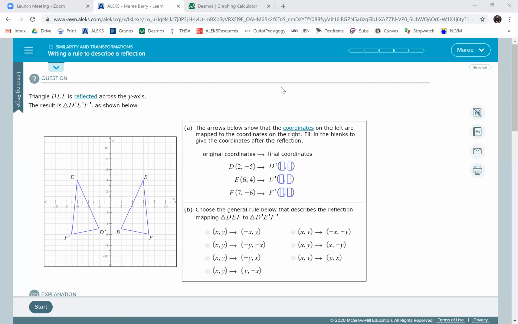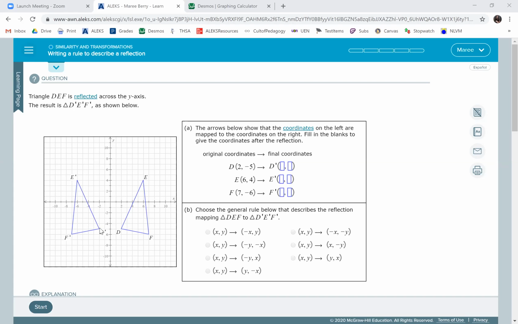In this topic, we're going to be writing a rule to describe reflection. So the first step is to just name the points in the image. The original figure is called the pre-image, and then the ones with the prime next to the letters, that little dot, like an apostrophe, that's called the image. So we have a pre-image and the image.